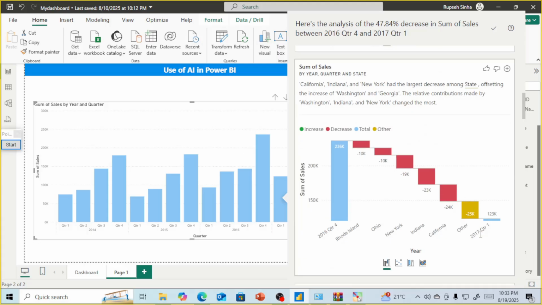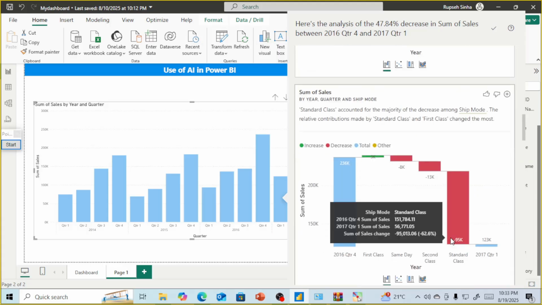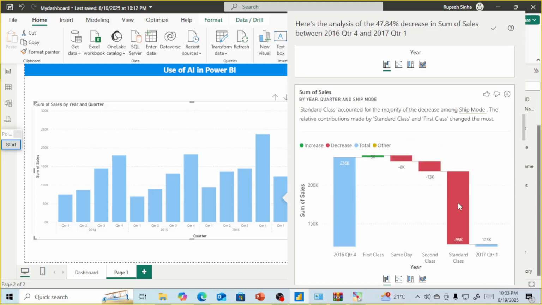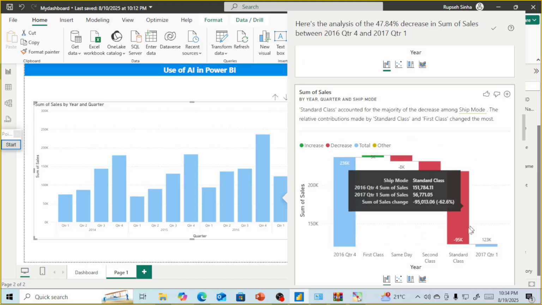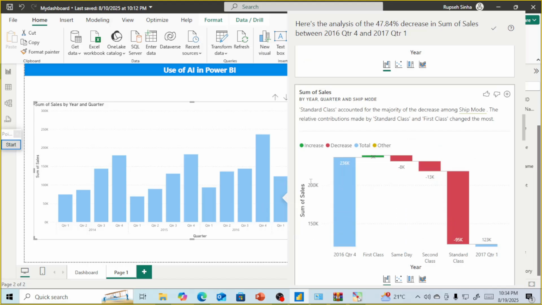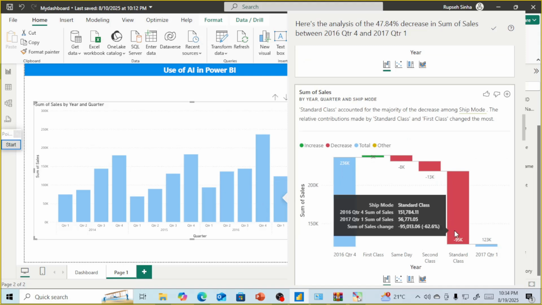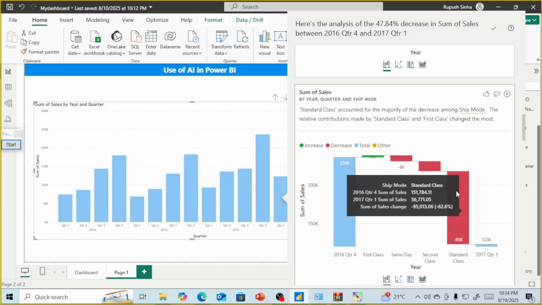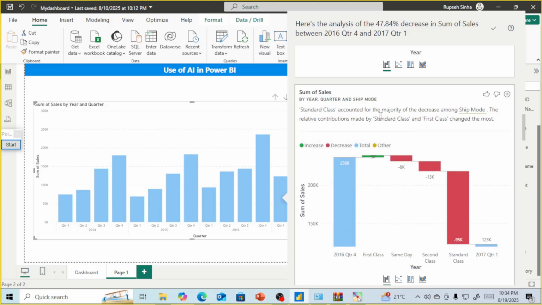This is by state. And ship mode, if we see standard mode, this has given us the maximum decrease in the sales. It means standard class earlier had given us sales, but right now because standard mode does not take place, that's why we are getting maximum losses. So this accounted for the majority of decrease among the ship mode.